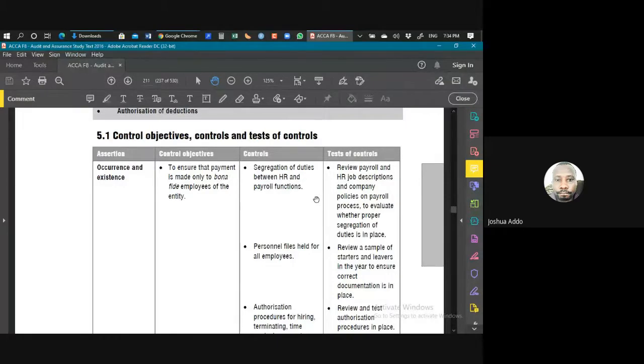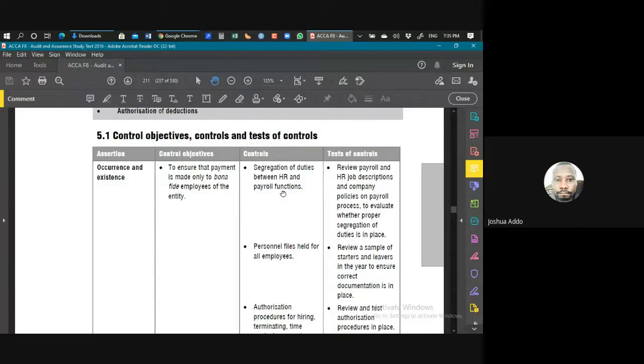And then the payroll function is normally in the accounts section. HR and accounts are two different sections. Okay, so that segregation helps. If we merge them and we get a crooked guy, oh, the company is dead. We'll create ghosts and pay money to ghosts. And the ghost will definitely become himself. So that's why we want to ensure segregation of duties between HR and payroll functions.